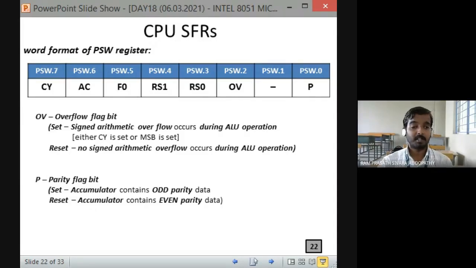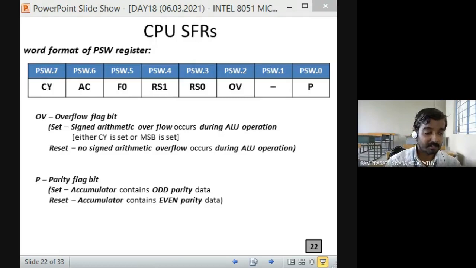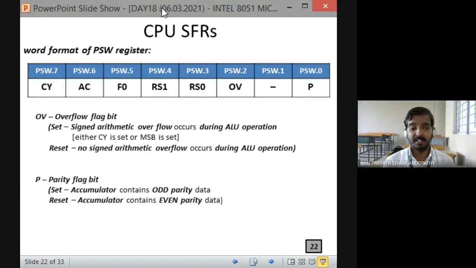On the table I forgot to mention PSW. Actually the byte address of the PSW register is D0H. Kindly note it down. Byte address of PSW. Is the PSW register bit addressable? Yes or no? I told the byte address. Correct? Byte address is D0. The address ends with 0, so definitely it is a bit addressable SFR. Each bit in the PSW register can be addressed individually. That's all about the PSW register.